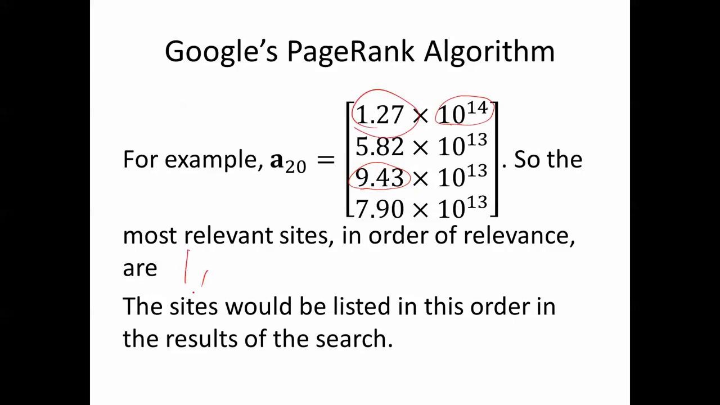It would be number 1, and then comes number 3, then comes number 4, then comes number 2. Yep, 1, 3, 4, 2. The sites would be listed in this order in the results of the search.